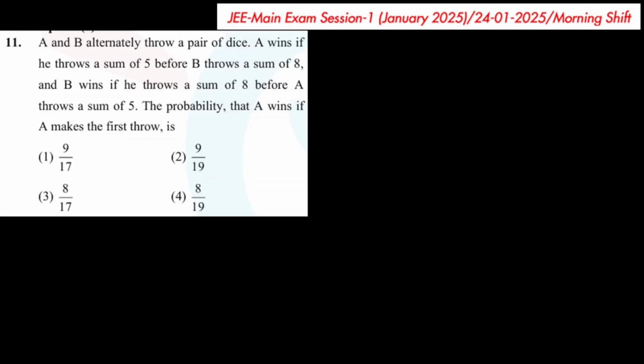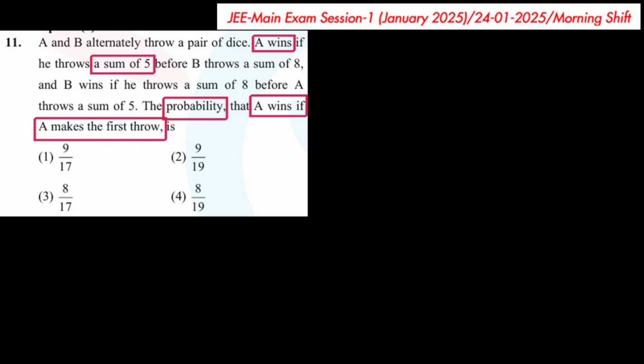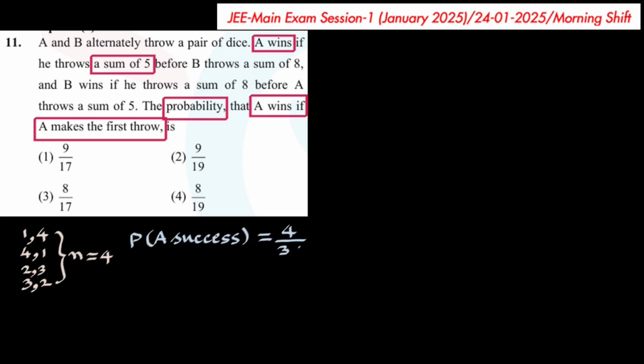This question is on probability, and we have to find the probability that A wins if A makes the first throw. Under certain conditions which are given in the problem, A wins if he throws a sum of 5. That means if he throws 1 4, 4 1, 2 3 or 3 2, which is 4. So n is 4 here, and therefore the probability of A's success is 4 upon 36 because a pair of dice is thrown.